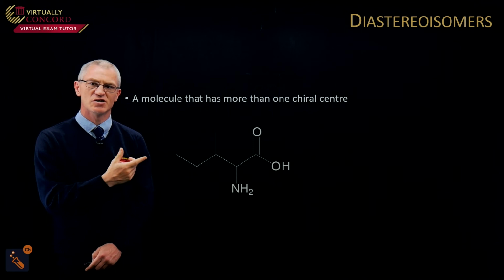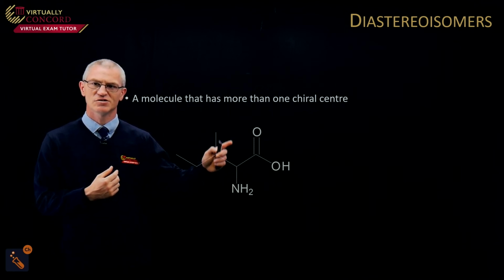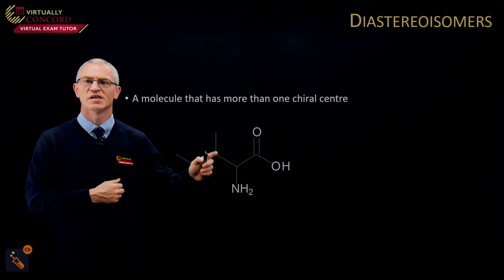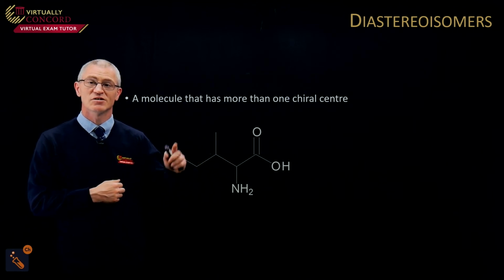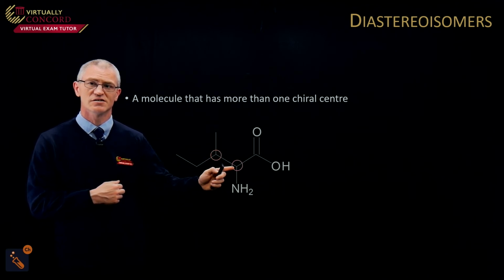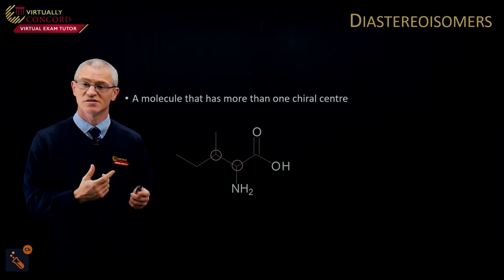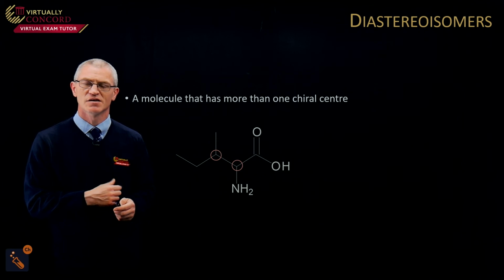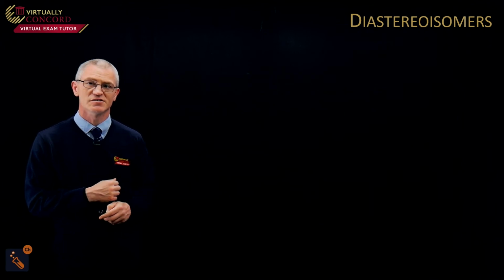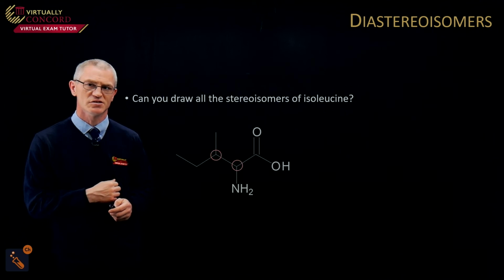Now we're giving you a molecule called isoleucine. So this is an alpha amino acid, and here is your R group coming off. That R group is how they try and introduce more chiral centres. So if I show you the two chiral centres, hopefully you can see this is a chiral centre and this is a chiral centre. Which means you've got two chiral centres, therefore a diastereoisomer. And the question looks like this. Can you draw all the stereoisomers of isoleucine?